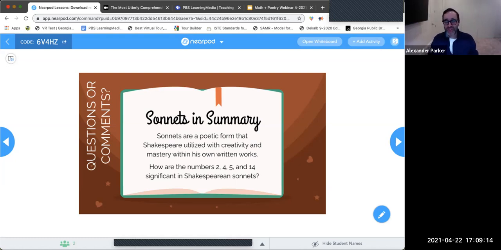And we asked the question, how are the numbers 2, 4, 5, and I probably could have added 10 as well, and 14 significant in Shakespearean sonnets? And with any luck, the response will be, well, there are 14 lines, and within each of those lines there are 10 syllables, and those 10 syllables are divided into 5 groups of 2. And then within the 14 lines, there are quatrains, which is to say 4-line subsections, which have an AB, AB, or BC, or CD, CD rhyme scheme. And then the 2 at the end also references the fact that there is at the end a couplet, 2 lines to end off the sonnet.